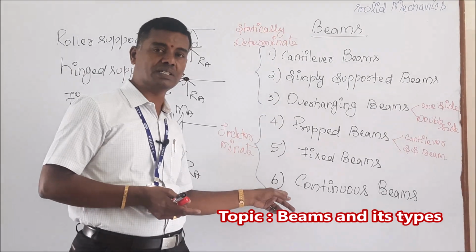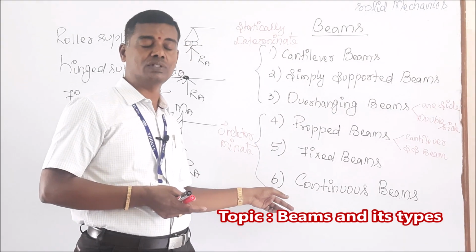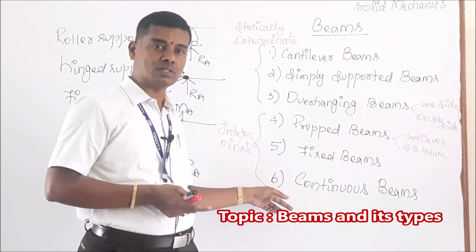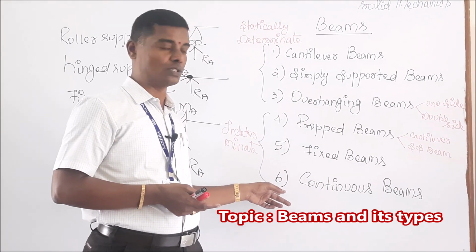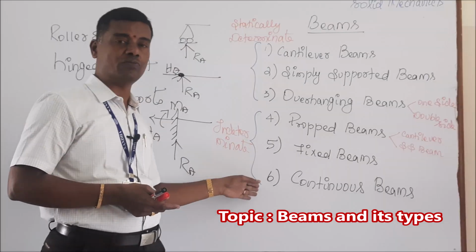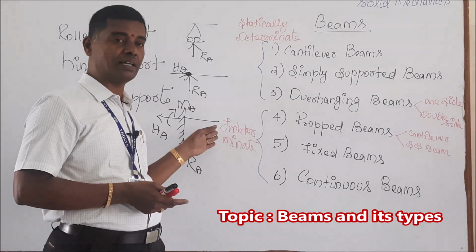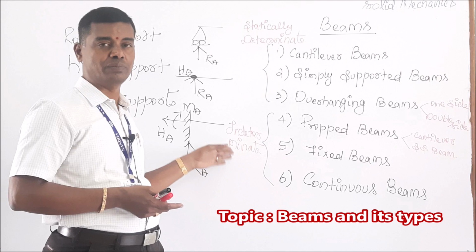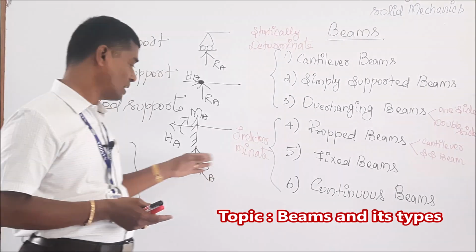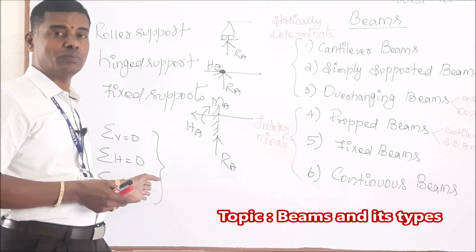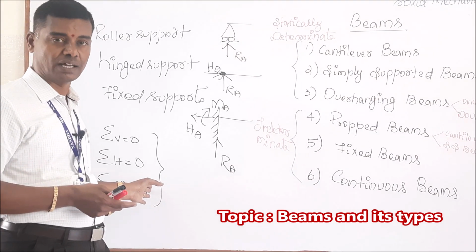And the continuous beam is nothing but a beam that has more than two supports. Therefore, it is equivalent to more than five or six unknowns. Therefore, these three types of beams are classified under the category of statically indeterminate beams. These beams are not solvable by using the equilibrium equations alone.